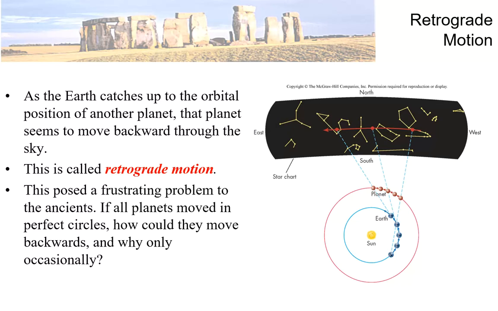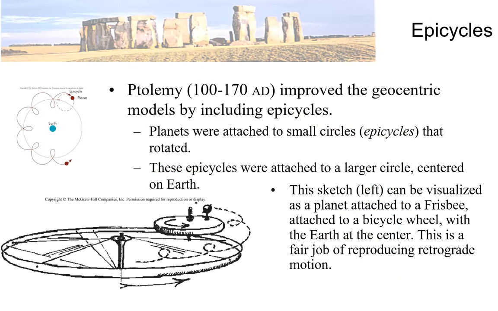If you look at the position of a planet every night compared to the stars, you'll see that the planet is moving just a little east with respect to the stars each night. But you'll come to a time, oh, I don't have a picture of it, when it reverses for a short period.